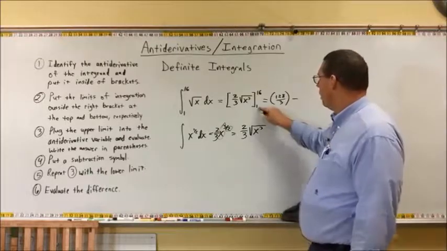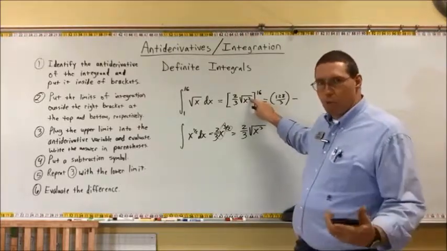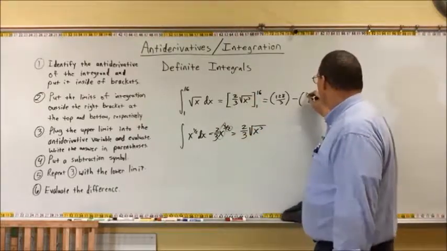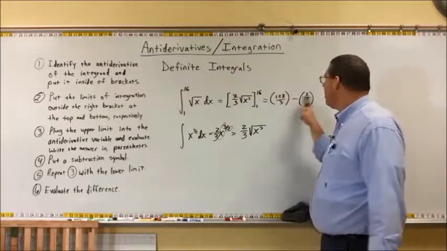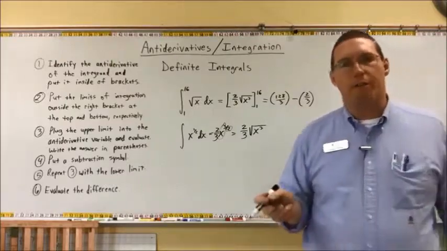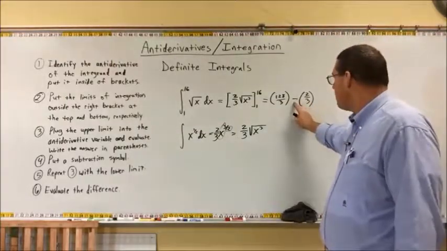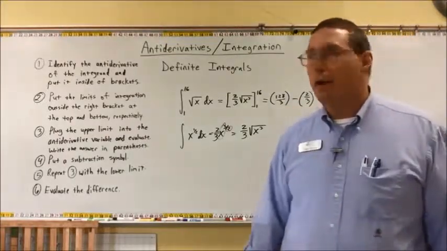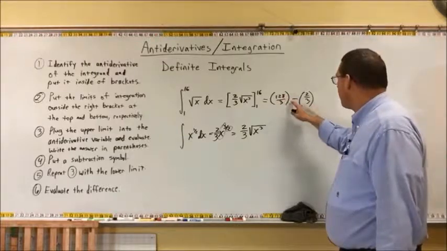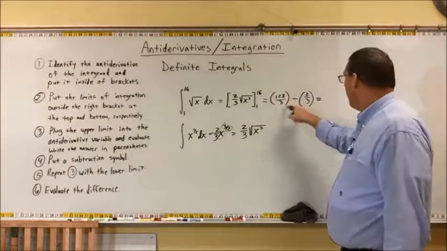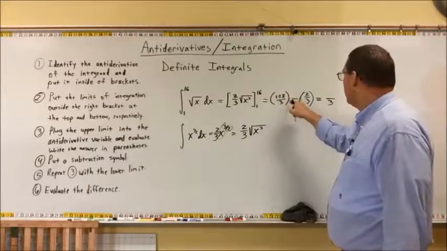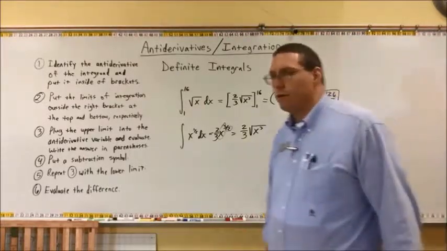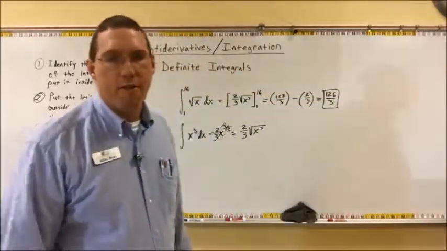Now we're going to plug the 1 in. Well, 1 to the 3rd power is 1, and the square root of 1 is 1, and 1 times 2/3 is just 2/3. Now, if you leave these in fractions, usually you'll find that they already have a common denominator when you have to do subtraction. And so now we're going to do 128/3 minus 2/3. Common denominator is 3, and 128 minus 2 is 126. And so our final answer is 126 over 3. That is our definite integral.